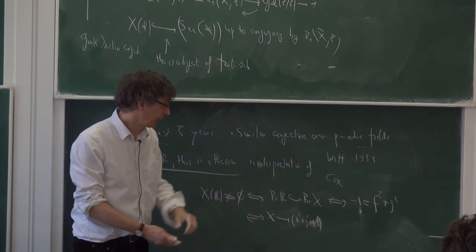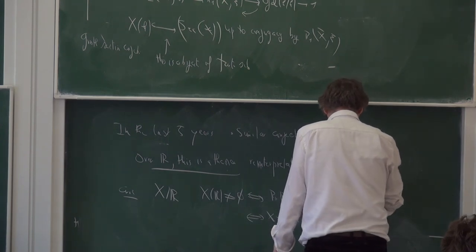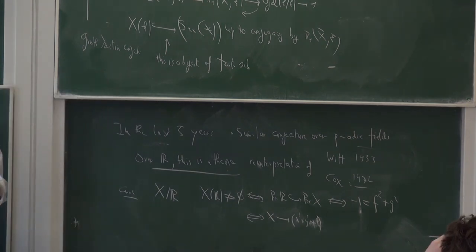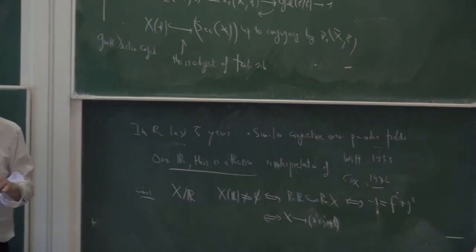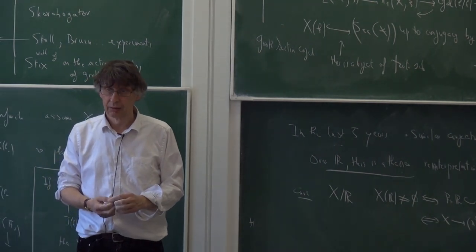So in fact, it's more Cox, and Cox was around, I don't know, maybe 72 or something like that. I forgot this one. Anyway, these are criteria over the reals where you can tell from the cohomology whether there's a real point or not.